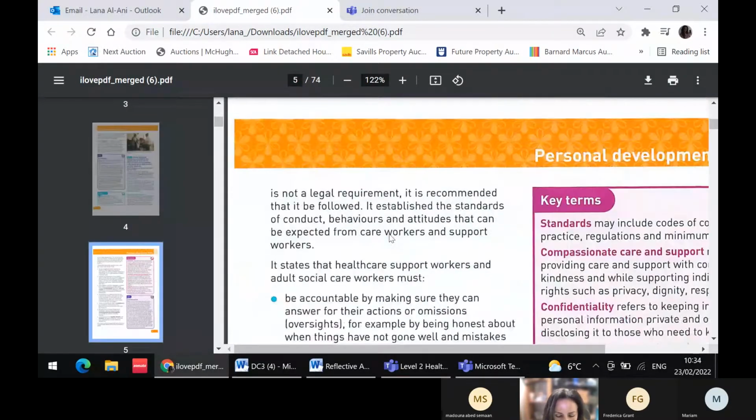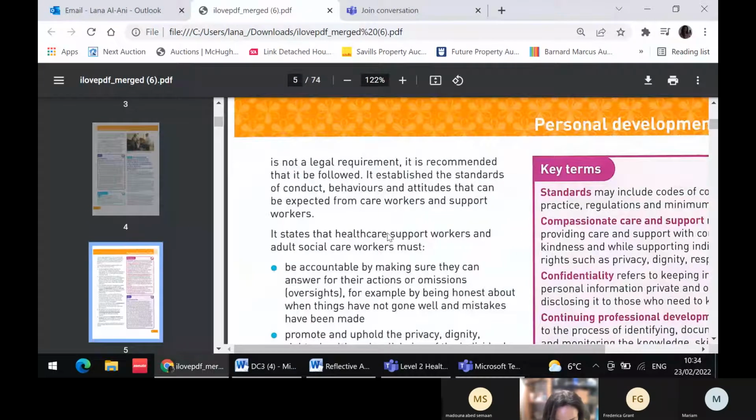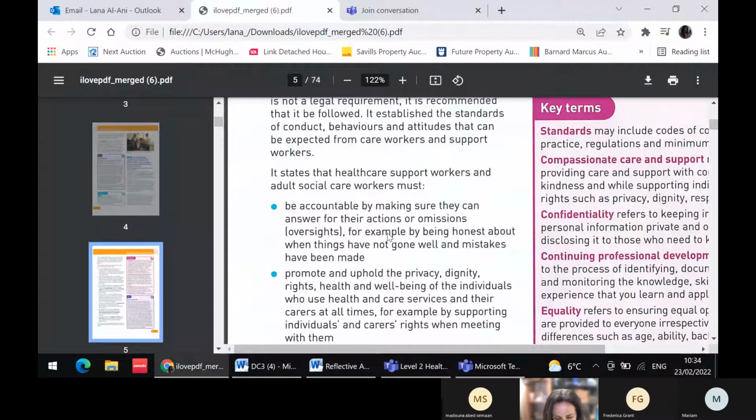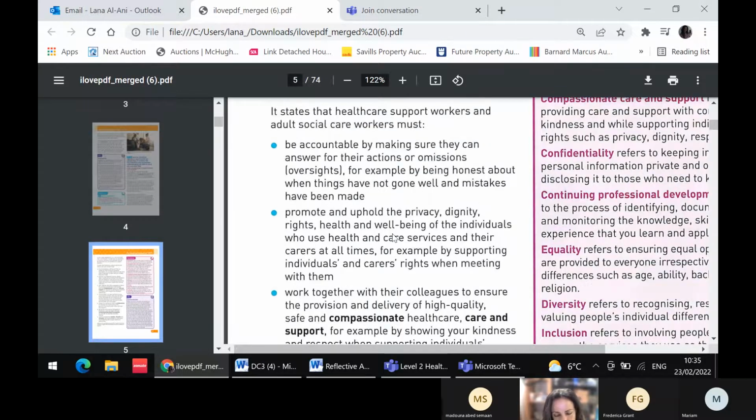It's all about the agreed ways of working. Each healthcare worker should be accountable for their actions and always be able to answer if someone asks them about what they've been doing. They should also be honest, and whenever they make a mistake, they go and tell their manager. Part of the code of conduct is also to promote the privacy, dignity, and rights of the people you work with.